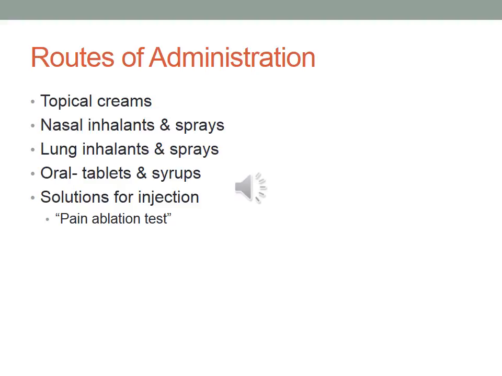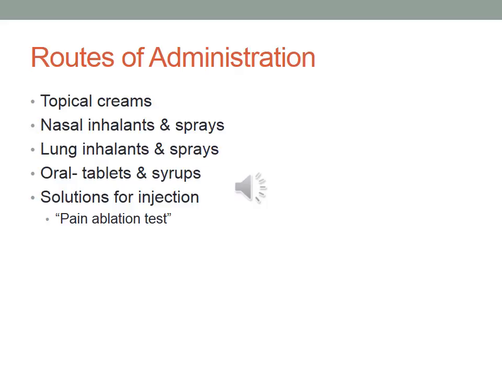There are various routes of administration for corticosteroids, and some things will be available in over-the-counter forms. For instance, your topical creams. Hydrocortisone, for instance, is a very common over-the-counter cream that could be utilized in topical applications. Nasal inhalants and sprays, lung inhalants and sprays, oral tablets and syrups. And obviously we know that it can be used as injections. We have steroid injections for, for instance, inflammatory conditions at the joints.